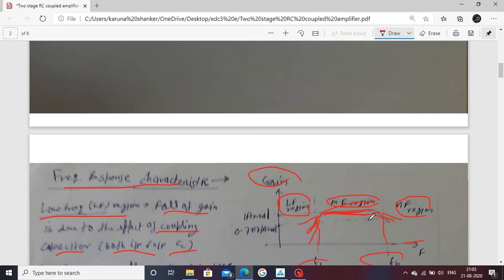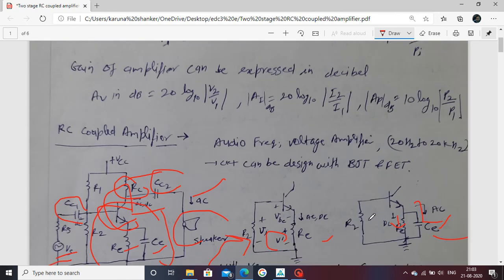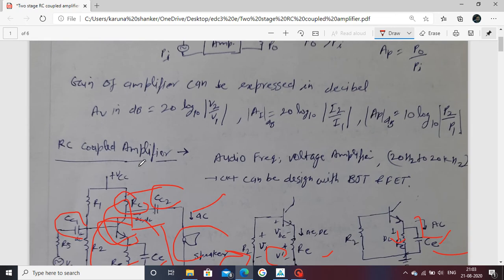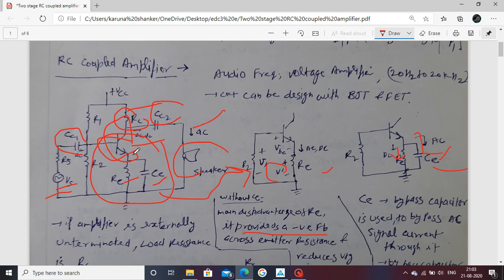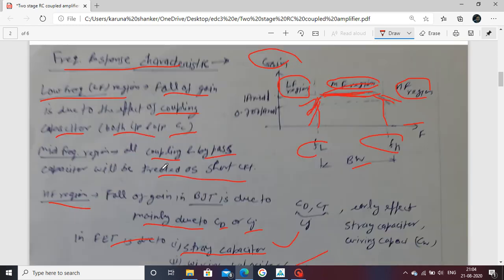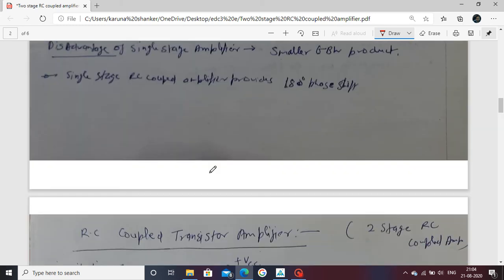Okay, this is only for a single stage RC coupled amplifier, meaning a single transistor usage. This is only the background to develop your thinking when we enter the two stage RC coupled amplifier. Okay, we move to the next one.